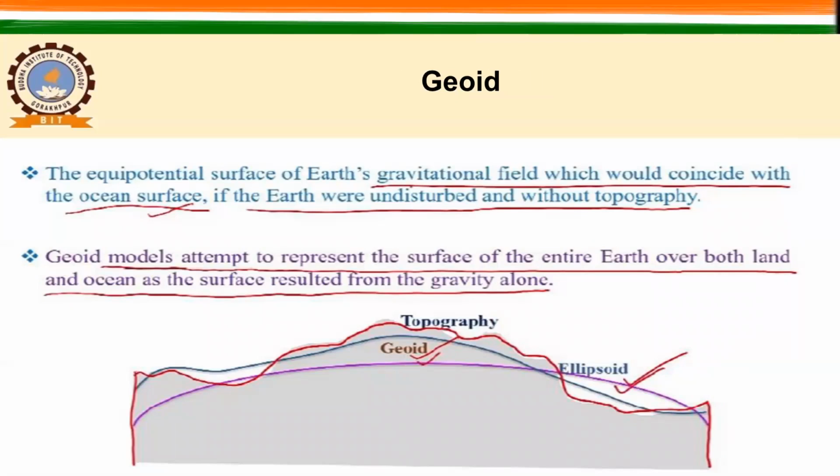Geoid models attempt to represent the surface of the entire Earth, over both land and ocean, as the surface resulting from gravity alone. So here the gravity stream runs throughout this geoid line. This is what was highlighted here: the gravitational field which could coincide with the ocean surface. That means this is the equipotential gravity line.